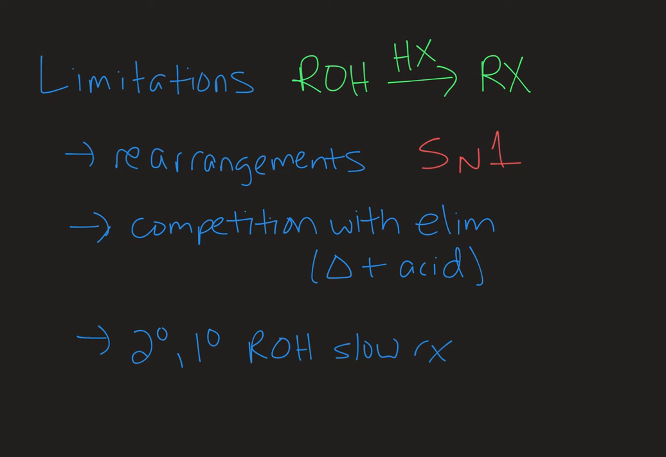Because you're heating this reaction generally and you've got a strong acid, there's always the possibility for competition with elimination reactions. So you could end up generating alkenes as side products and not just seeing substitution reactions. And then lastly, the secondary and especially the primary alcohol reactions are pretty slow, sometimes to the point where it's just not feasible to use that to generate an alkyl chloride. So this has been a look at the generation of alkyl halides from an alcohol and HX as an acid.